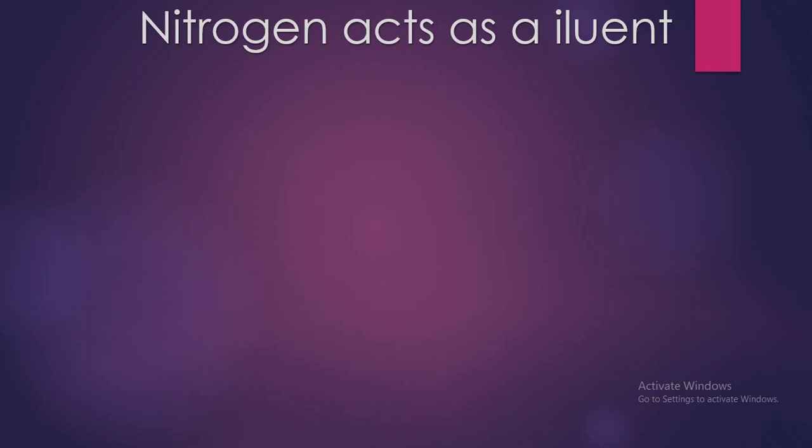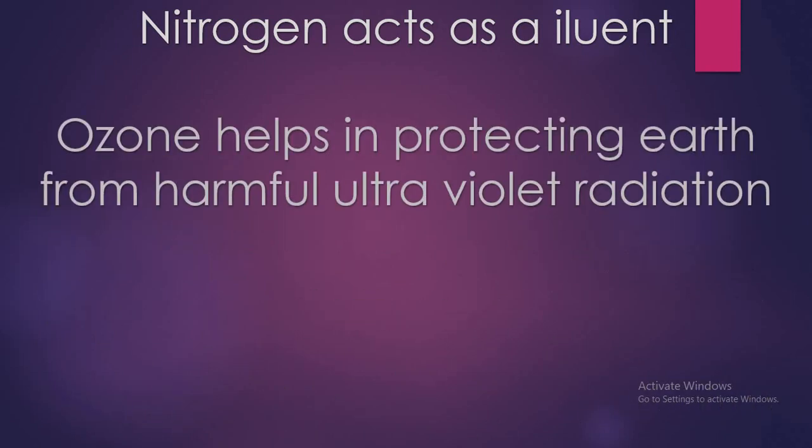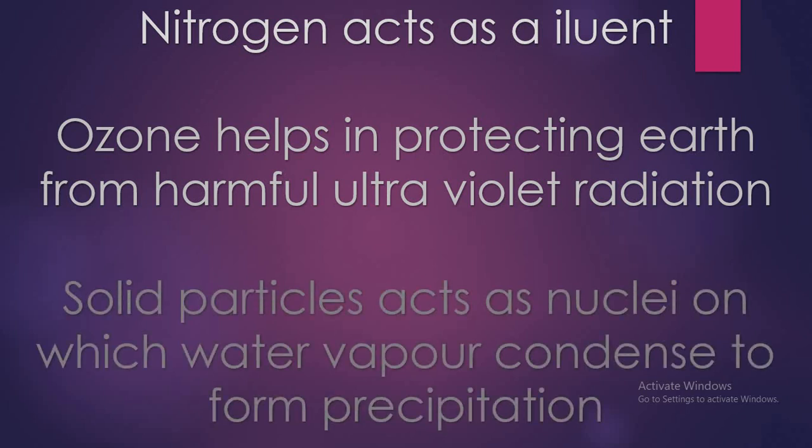Next, nitrogen acts as a diluent, and ozone helps in protecting the earth from harmful ultraviolet radiation. You are familiar with this, isn't it? The ozone layer. The solid particles act as nuclei on which water vapor condenses to form precipitation. So this precipitation forms as rain.